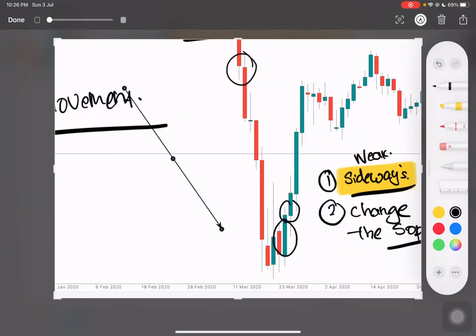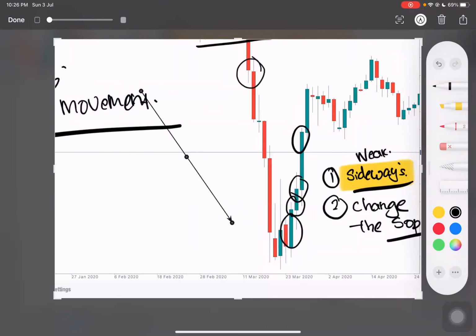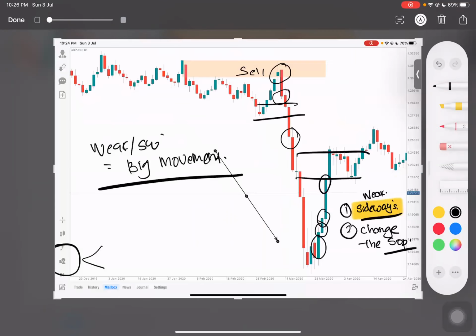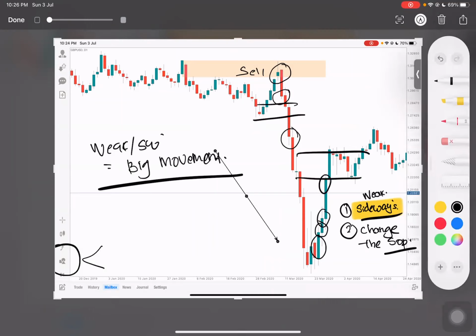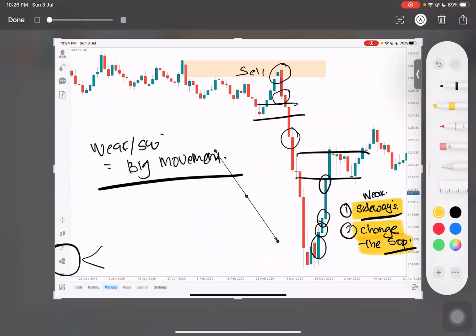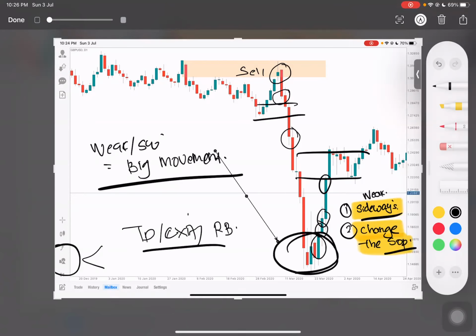Engulfing buy, dominant buy, engulfing buy, dominant buy, and everything. See, engulfing fail buy. So whenever price starts to change like this, changes the SOP, goes sideways and changes the SOP, that's the time for you to take your profit, to exit your position, and to secure everything. Because the price cannot go through the roadblock anymore.